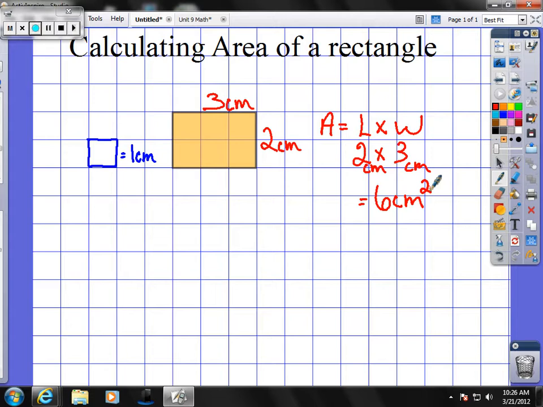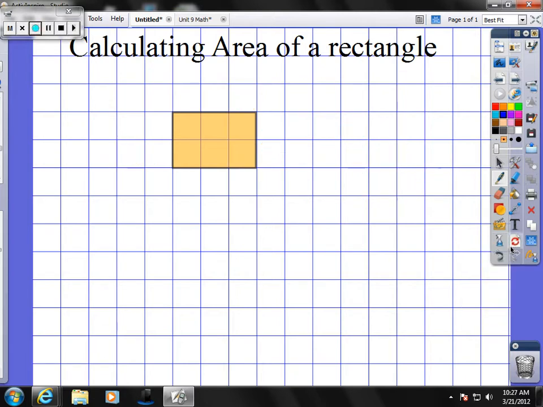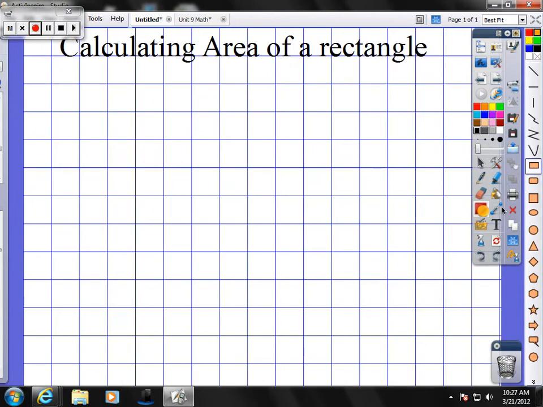Remember, area is always in square units. It's always going to be something raised to the second power. Area is always in square units. Now, you might be asking yourself, hey, Mr. Lowe, what would happen if my rectangle does not go over an entire square?